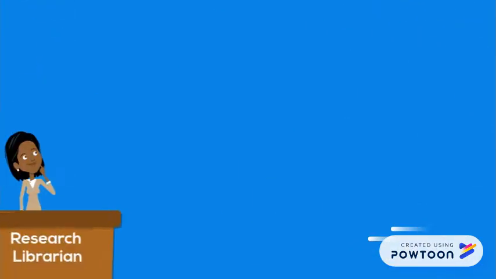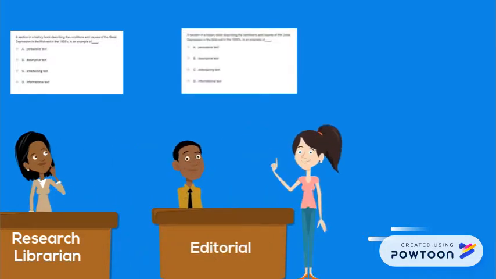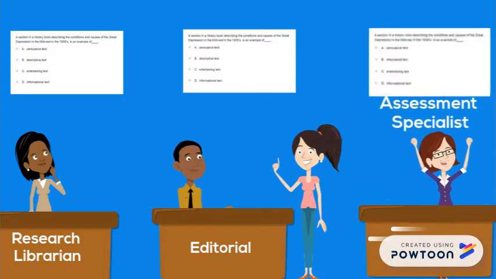All informational passages and items that have facts must be sent to a research librarian. Once the facts are verified, the passages and items are sent to editorial for 2 rounds of review. Once the passages and items are approved by editorial, they return to Assessment Specialist 1.